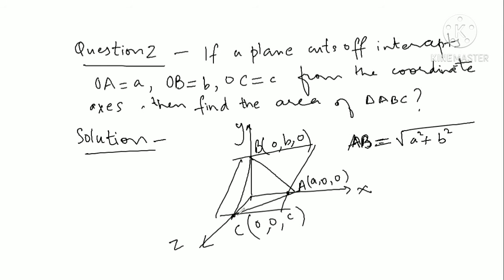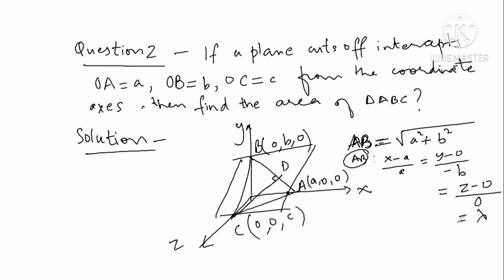Now if we draw a perpendicular from C on AB, suppose that length is D. So now we have to find the length D. So first what we will do, we will find the coordinates of D. So write the equation of AB. We can write the equation of AB like this: x minus a upon direction ratios of AB is a minus 0, so a. Then y minus 0 upon direction ratios 0 minus b, so minus b. And then z minus 0 upon direction ratios is 0 minus 0, so 0.